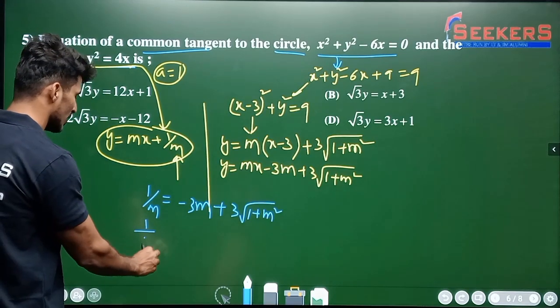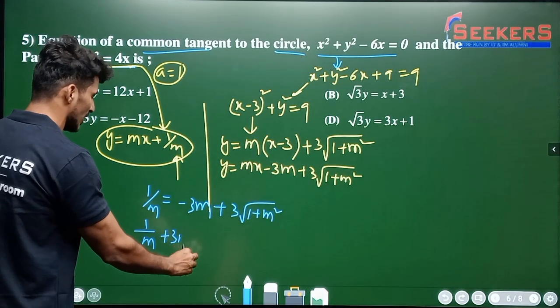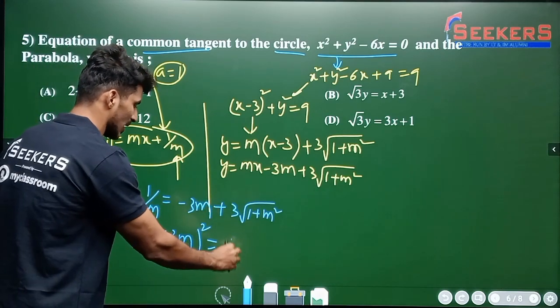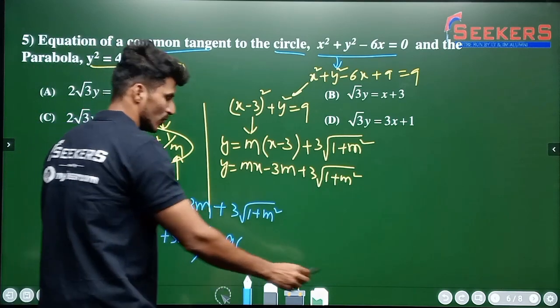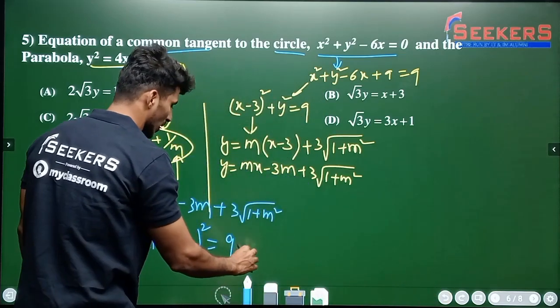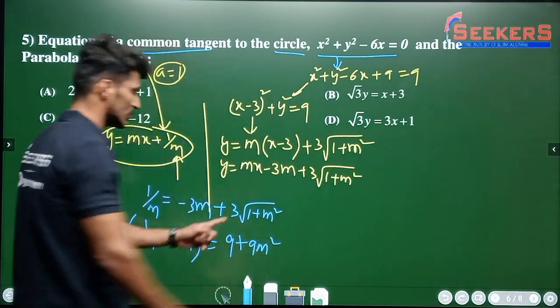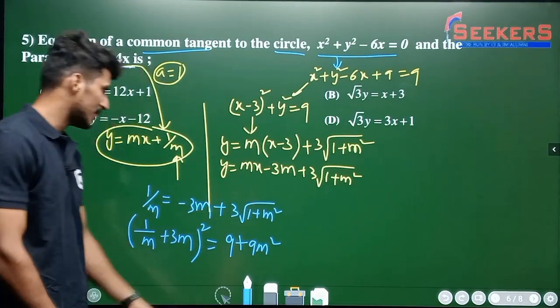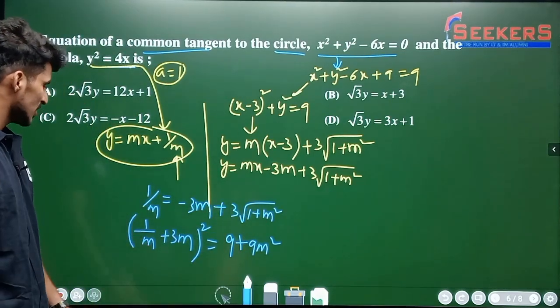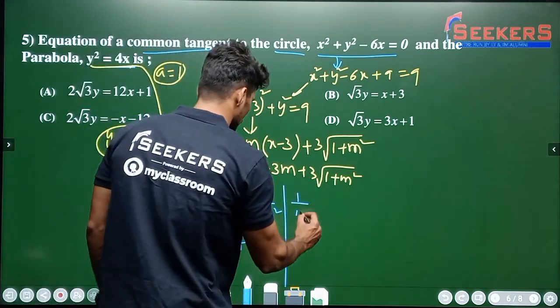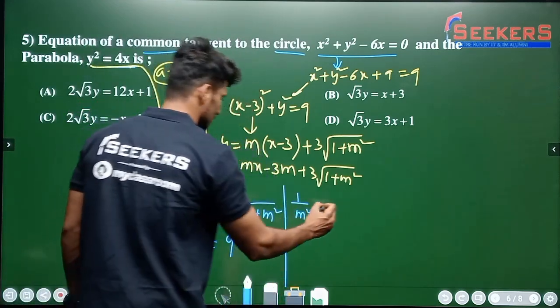What am I going to get now, tell me? 1 by m plus 3m, whole square. Now square both sides. It is equal to what here? 9 into what? Tell me. 9 plus 9m square. Cool. So 3 square is 9, 9 into this, 9 plus 9m square. Just simplify this. So what am I going to get here now, tell me. So 1 by m square. A square plus b square means what?